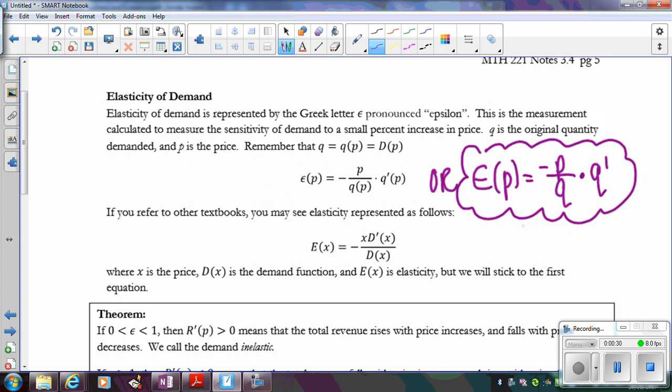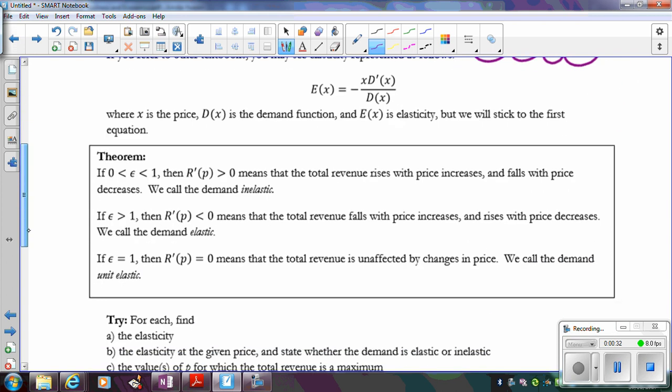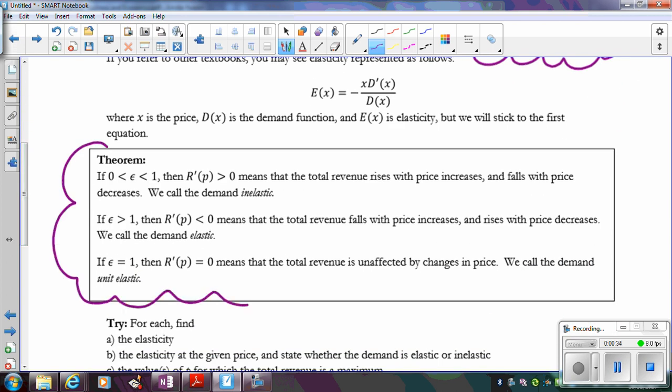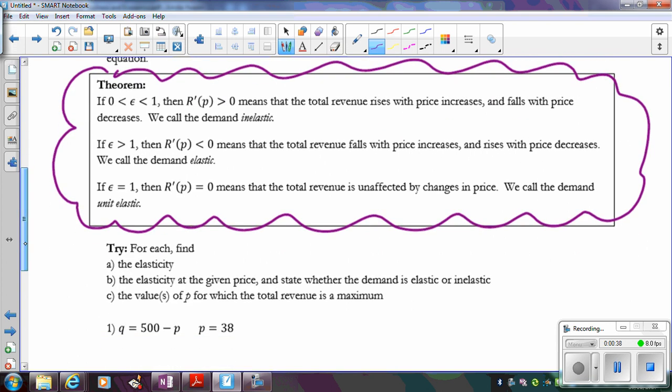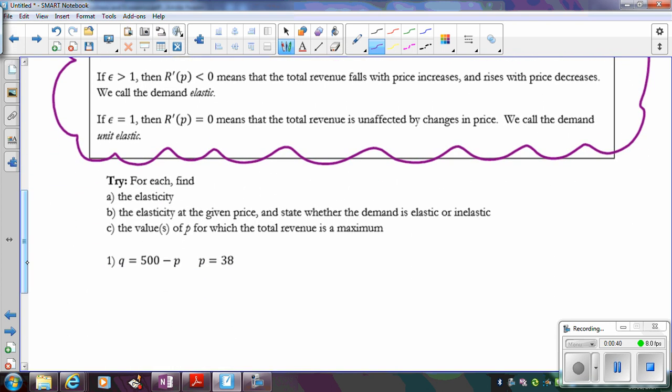So we're going to use that formula, and remember we talked about in class last time the theorems and the different conclusions you can make. We're going to use that, and we're going to try these practice problems. The first thing is we're asked to find the elasticity, so that means we're going to use the formula for elasticity.